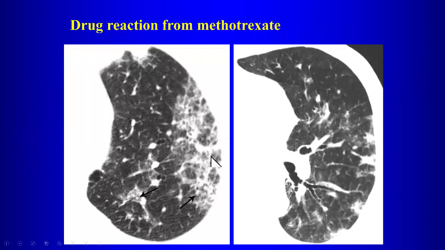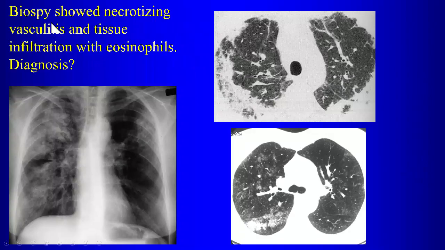So here's an example of drug reaction from methotrexate. You can see some peripheral consolidations. So this can also be associated with eosinophilia. This patient had consolidations, peripheral distribution, biopsy showed necrotizing vasculitis and tissue infiltration with eosinophils. What's the diagnosis?